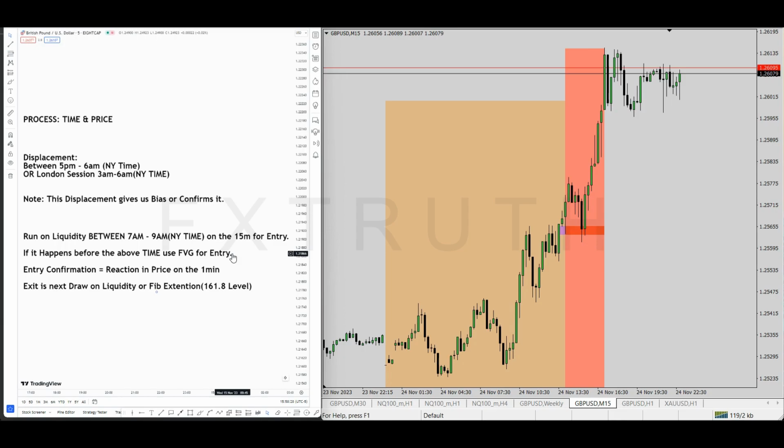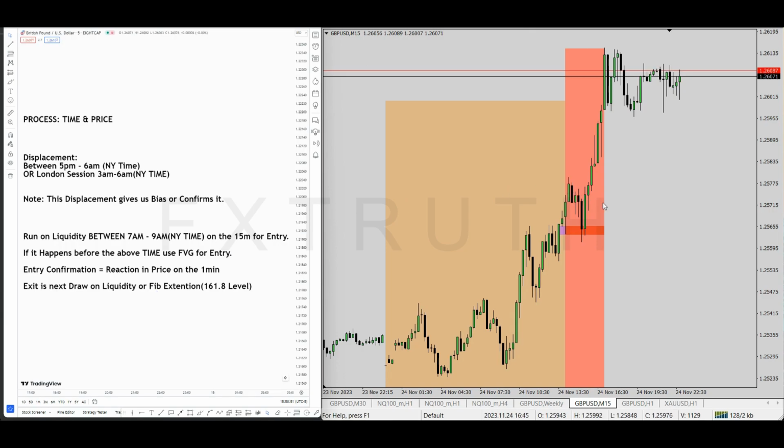So for those of you watching, you'll be wondering, okay, where will I put my exits? Where am I going to put my take profit? How am I going to exit the trade? So your exit is going to be the next draw on liquidity, which is going to be the next high or next low, or it's going to be your fib extension 161.8 level if you're using the fib extension on the MT4. So without further ado, let's get right into the chart and see these examples play out.